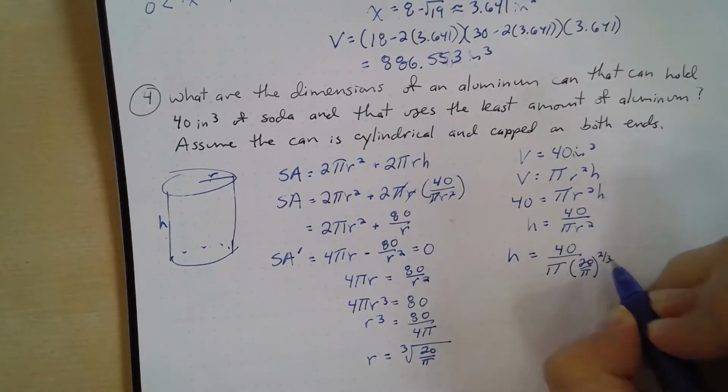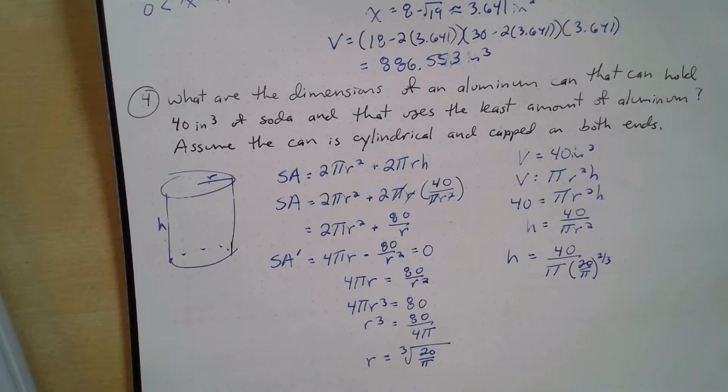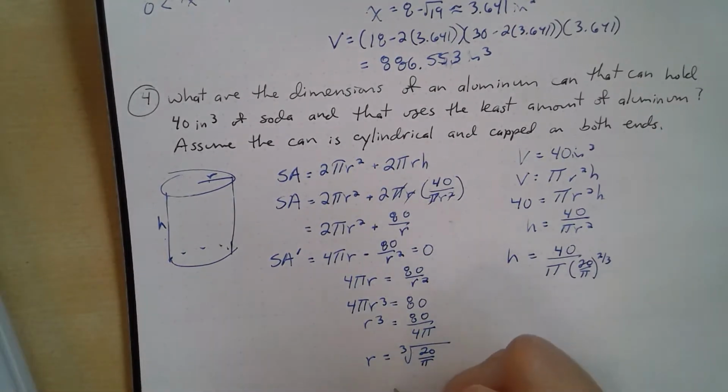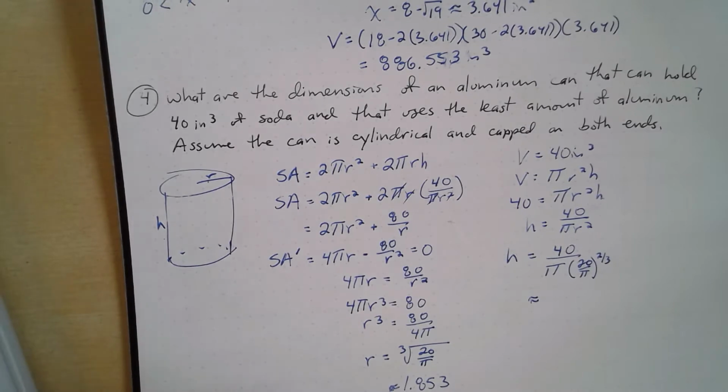And I'm just going to take these and calculate what they are to a decimal place, because otherwise we're going to be dealing with a mess here. So this is about 1.853, and this is about 40 divided by... goodness, what a hot mess.